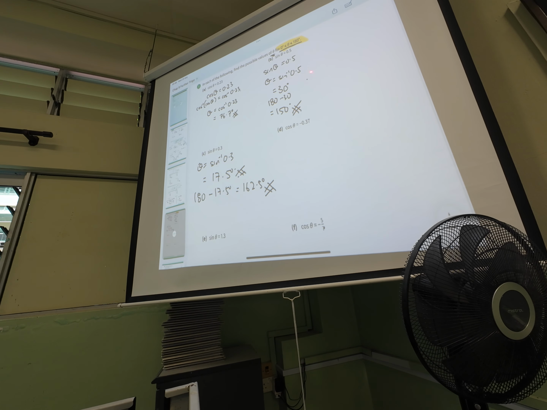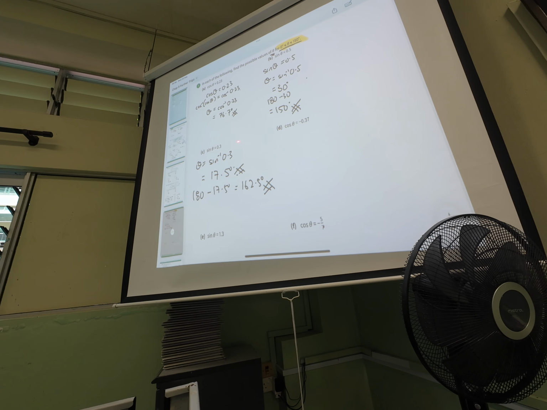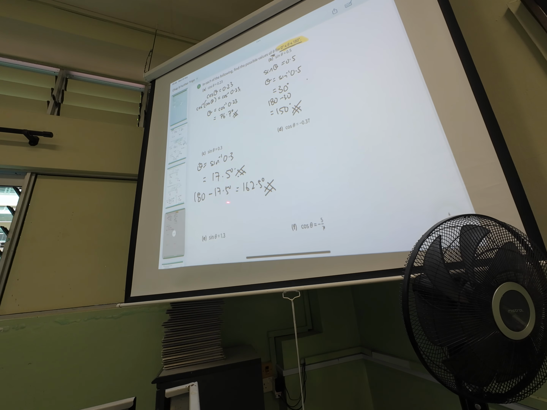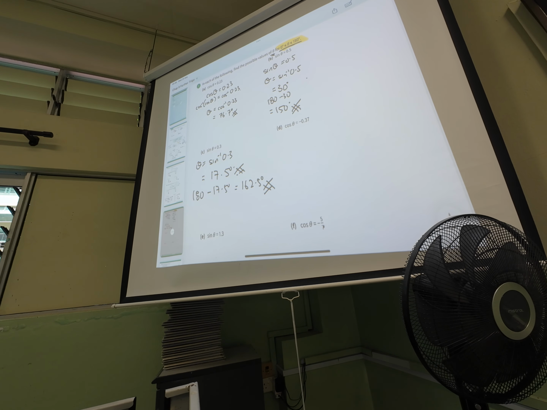Okay, just write this line. Theta equals sine inverse 0.5. Theta equals sine inverse 0.3. Then you get your answer. Then you find the other answer.